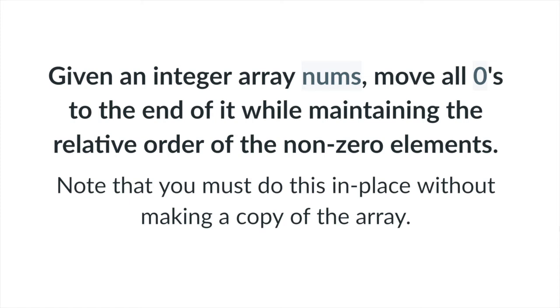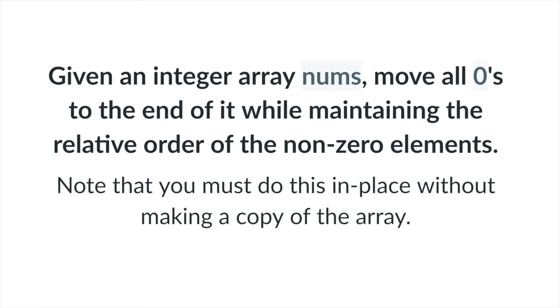Hi everyone! In this video, I will be covering the solution to Leetcode number 238, which is also called Move Zeros. So let's begin by looking at the problem statement. Given an integer array nums, we want to move all zeros to the end of it while maintaining the relative order of the non-zero elements. We're also given that we must do this in place without making a copy of the array.